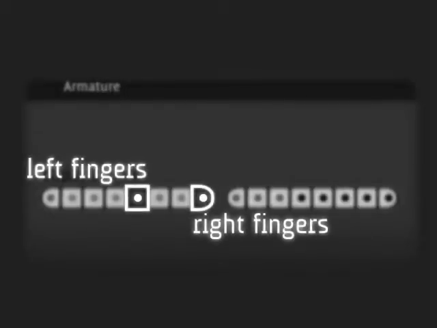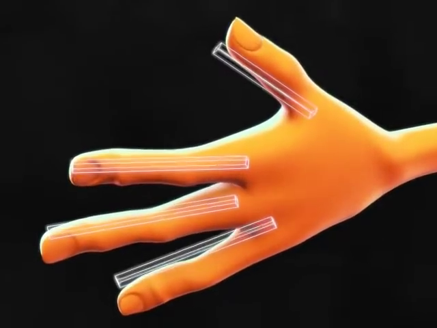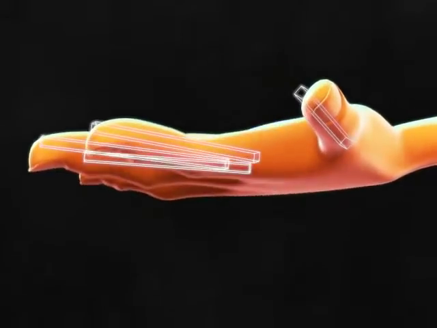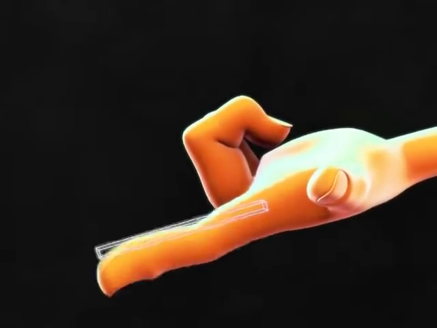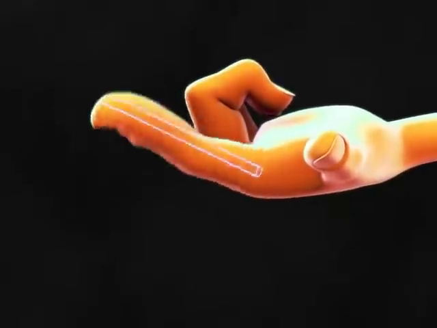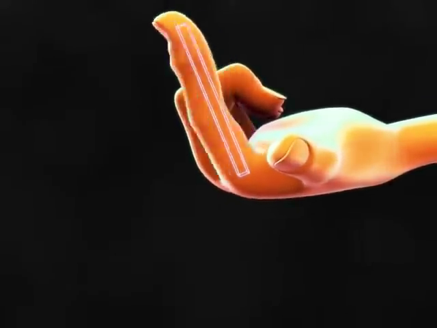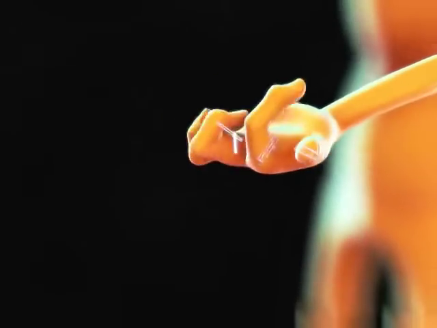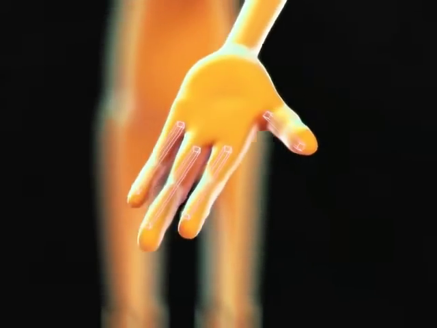Layer 5 and 8 have left and right finger controls, just one bone per digit, 8 in total. Rotate the bone to rotate the finger or thumb. Scale the bone to curl the digit. Slick digits, man.